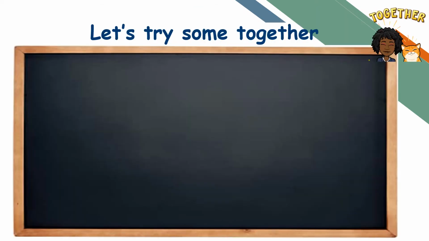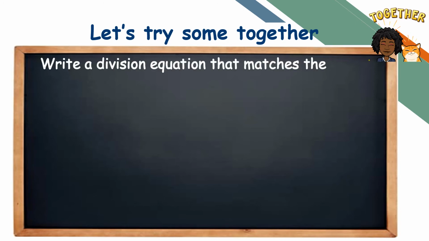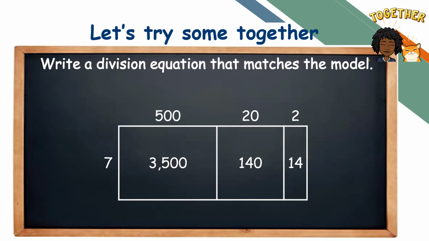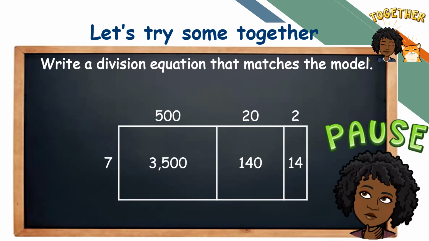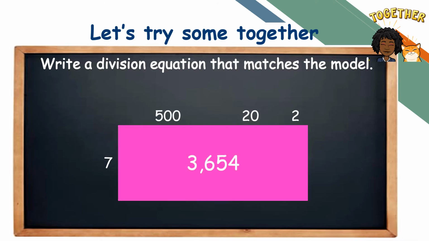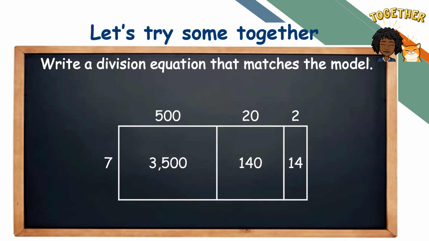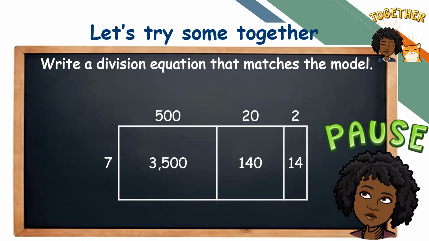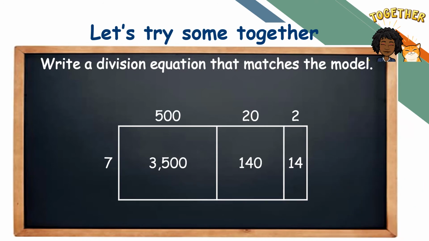Let's try some together. Write a division equation that matches the model. What is the total inside the rectangle? Take a moment to think about it. If you got 3,654, then you're correct. What is the total at the top of the rectangle? The sum of the numbers at the top of the rectangle is 500 plus 20 plus 2 equals 522.